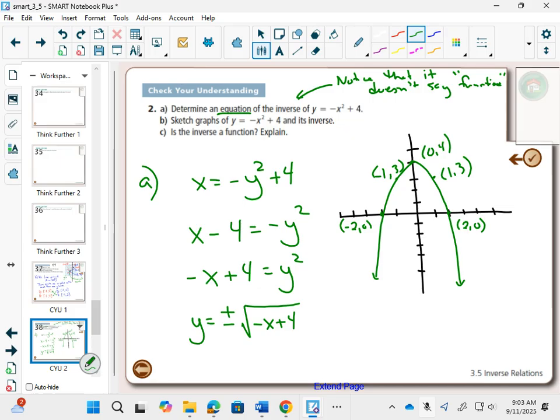For graphing the inverse, I can try to use my transformations to graph this. But if you have one of them already, the easiest way is just to take your x and y coordinates and switch them. So I'll do that in purple. What's going to happen is 0, 4 is going to be 4, 0. 1, 3, 3, 1. 2, 0, 0, 2. And similarly, I would get these points as well.